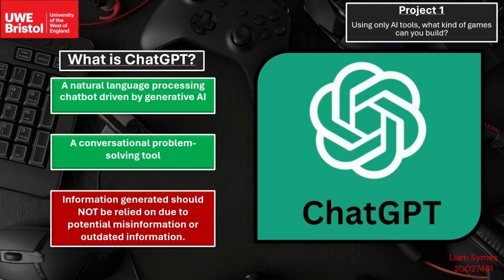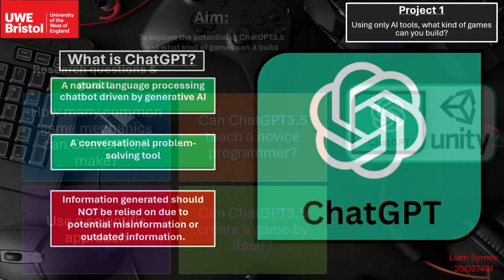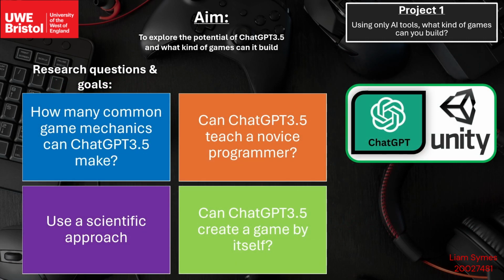Unfortunately, any information generated by ChatGPT cannot be fully relied on due to potential misinformation or outdated information. This is more apparent with the free version compared to the paid version as it runs off an older dataset. The aim of my project was to see how useful ChatGPT could be to someone that is new to programming or has a low knowledge of a certain game engine. A secondary aim was to see how many different common game mechanics I could get ChatGPT to create inside the Unity engine.